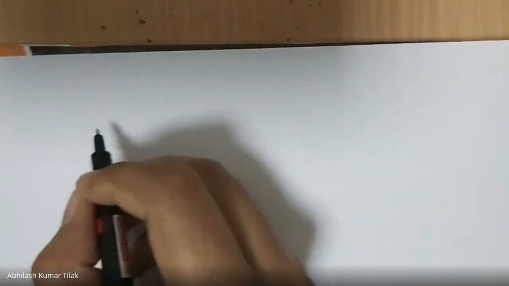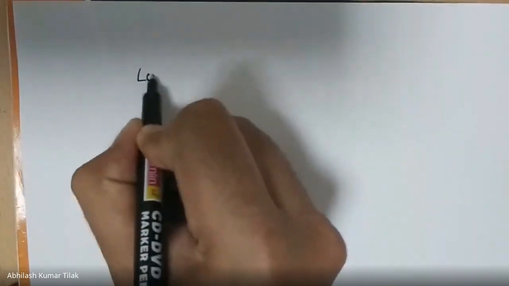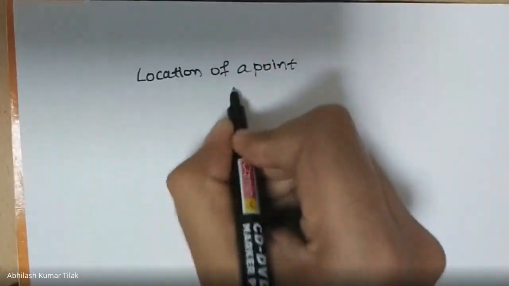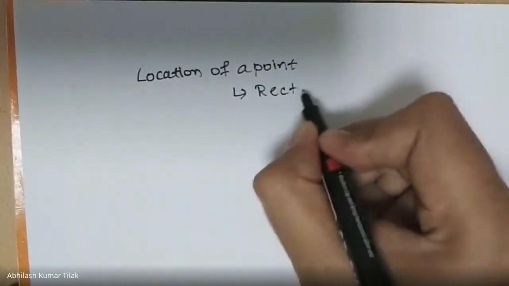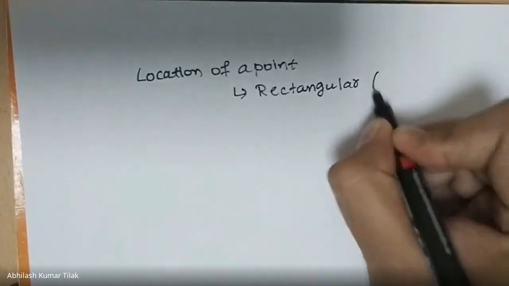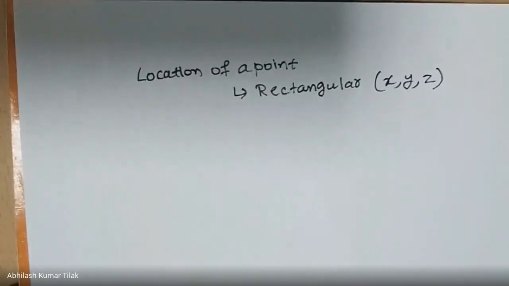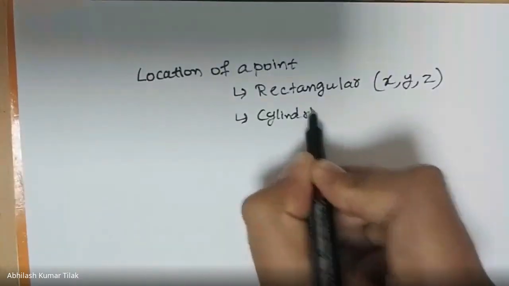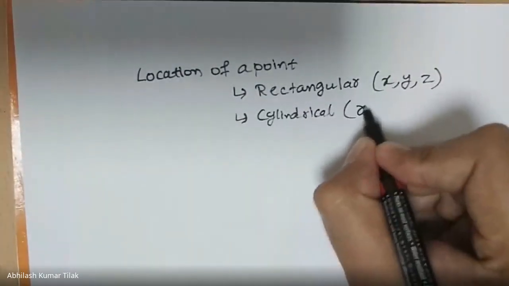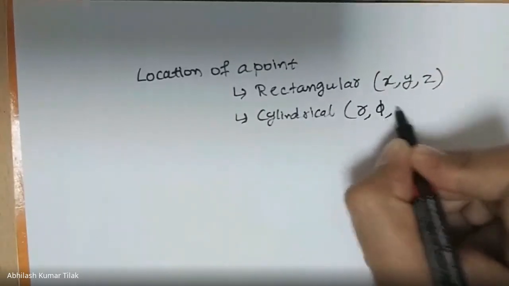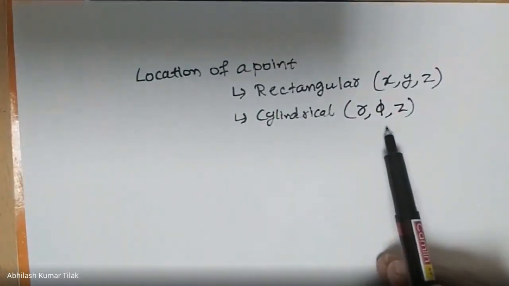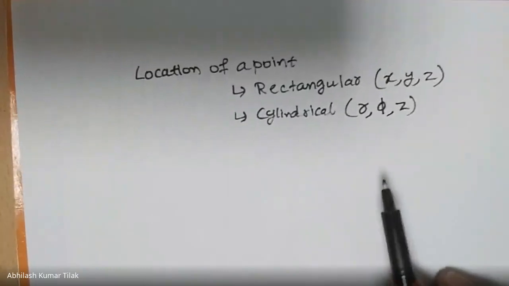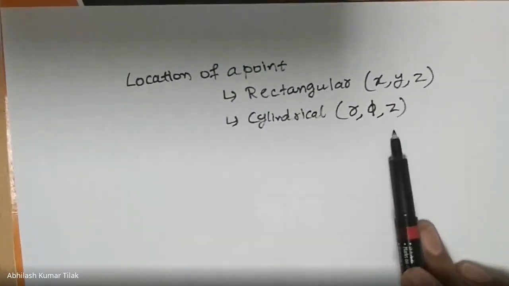location of a point, it can be rectangular coordinates, that is x, y, z in 3 dimensions, or it can be cylindrical coordinates, that is r, phi, z, where r is the radial direction, phi is the azimuthal angle, and z is the z direction.